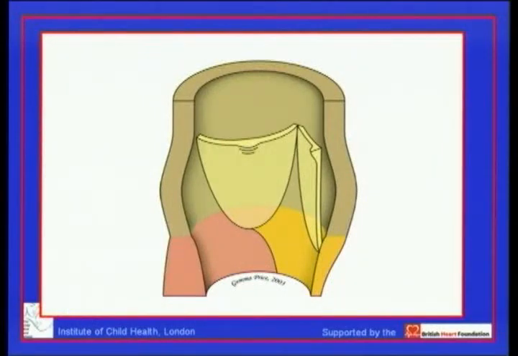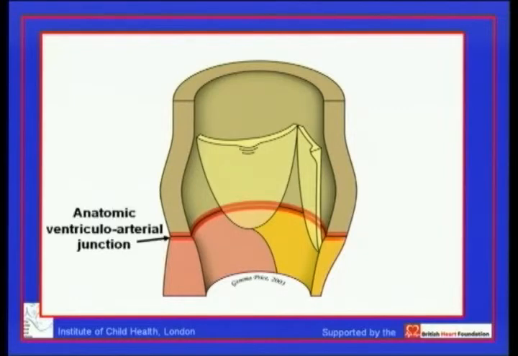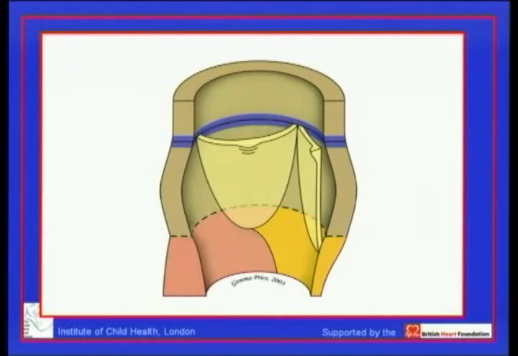So let's build up the arrangement of the valvar complex here now in the aortic root, where you see I have shown here fibrous continuity between the wall of the aorta and the aortic leaflet of the mitral valve. So in the aortic root, as in the pulmonary root, there is a circular structure where ventricular structures meet arterial structure, and this is the anatomic ventricular arterial junction. There is then a second ring, which is very obvious in the aortic root, and this is the sinutubular junction.